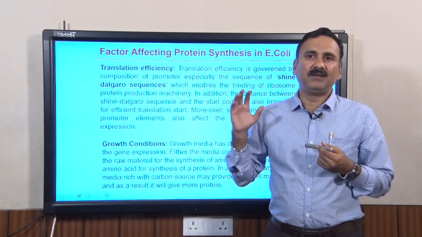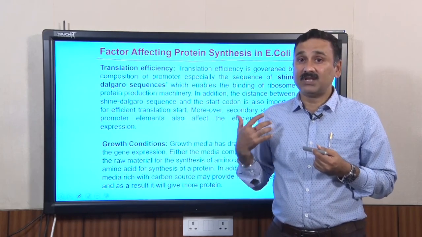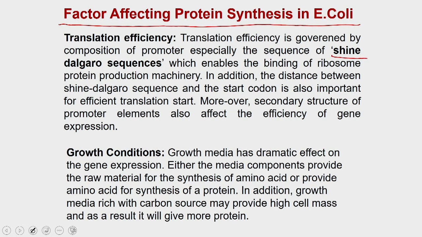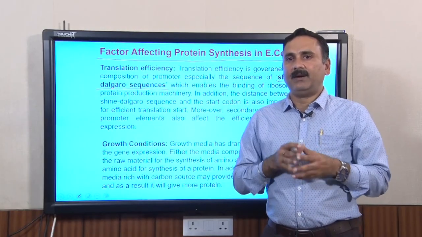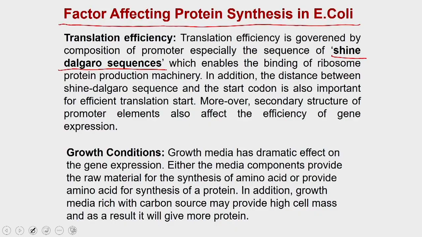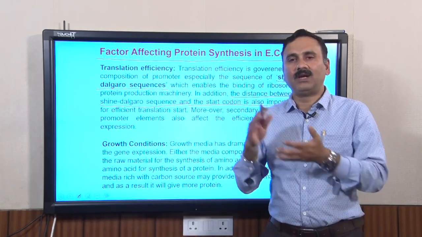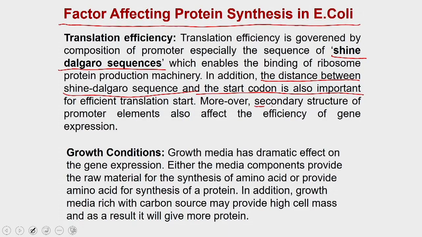Apart from the promoter as a deciding factor for the efficiency of protein production, you also have to consider another parameter called the Shine-Dalgarno sequence. The Shine-Dalgarno sequence allows the binding of the ribosome machinery to the recombinant DNA, and it controls the overall protein production from the particular clone. The distance between the Shine-Dalgarno sequence and the start codon is very important for efficient transcription as well as efficient translation of that recombinant DNA. Along with that, secondary structures present in the promoter region also affect the efficiency of gene expression.